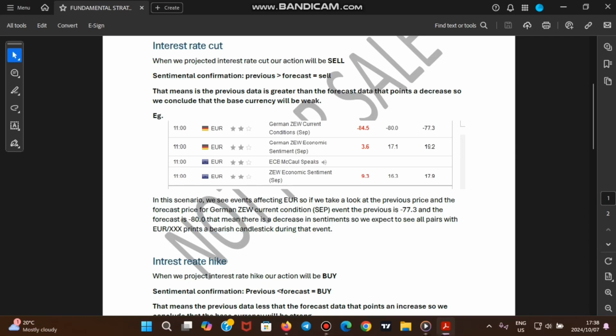You focus more on the previous and the forecast. On your first row on the right it's the previous, the middle one is the forecast, and the last one is the result, the actual. Whenever you see that the previous is greater than or equal to the forecast, always look for a sell on the base currency. You can look at this example, it's proven.